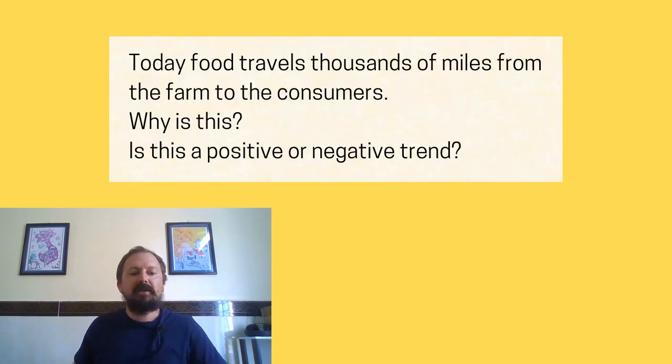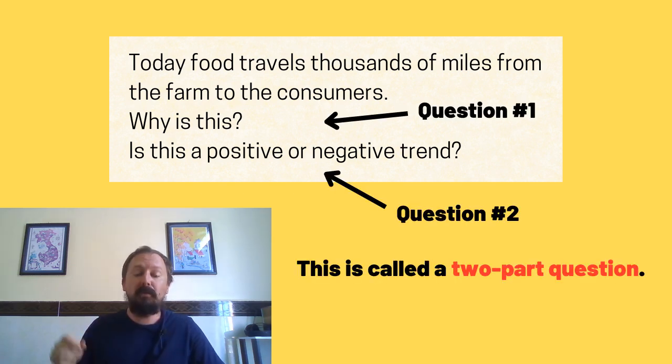Okay, here's our question then. It says, today food travels thousands of miles from the farm to consumers. Why is this? And is this a positive or a negative trend? So this is a two-part question. So what we get is a sentence first. This will give you some sort of idea, some sort of concept. Then you'll have one question and then another question.